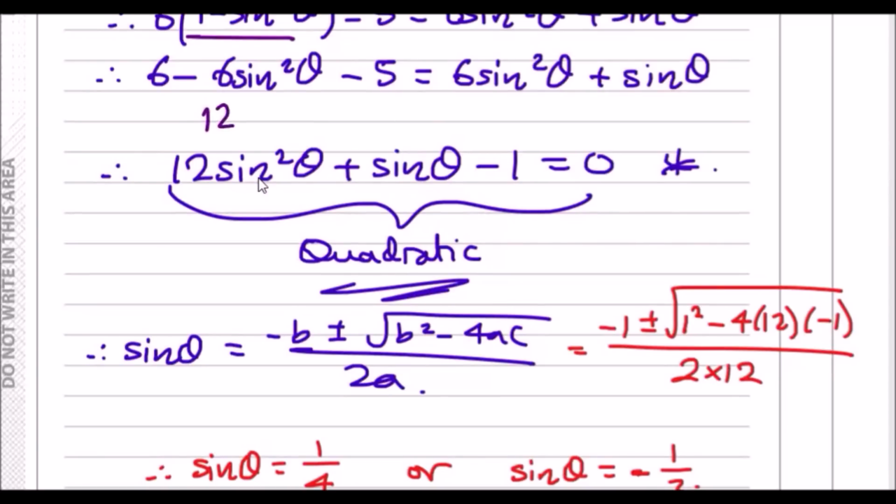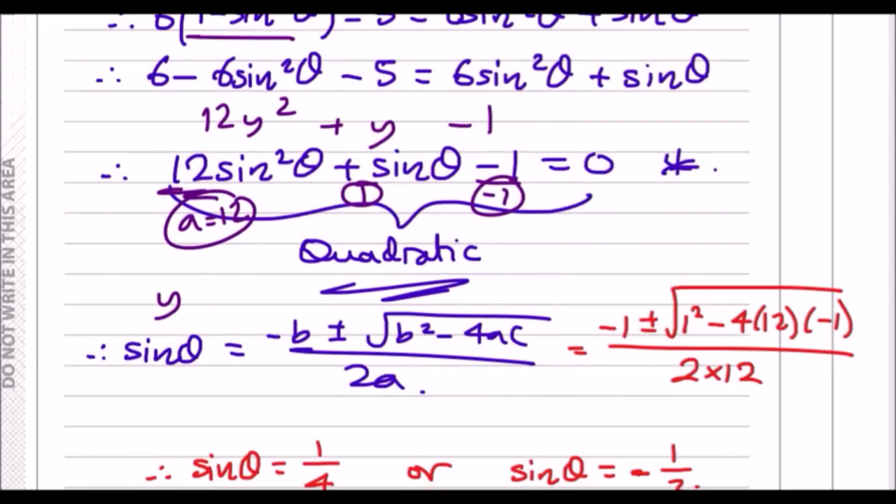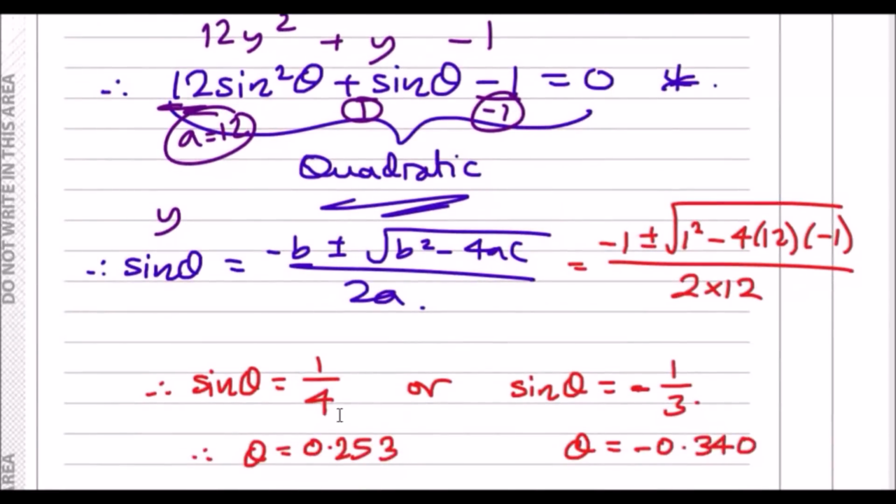And now, to solve this directly, just think of this as, I don't know, 12 y squared plus y minus 1. So think of this one as y. Using the standard formula, replace your a, b, and c values. In this case, a is 12, b is 1, and c is minus 1. Then plug into the formula and you should get something like this. So sine theta is a quarter, or sine theta is minus a third. Then when you sine inverse both of these, you should get 2 solutions.